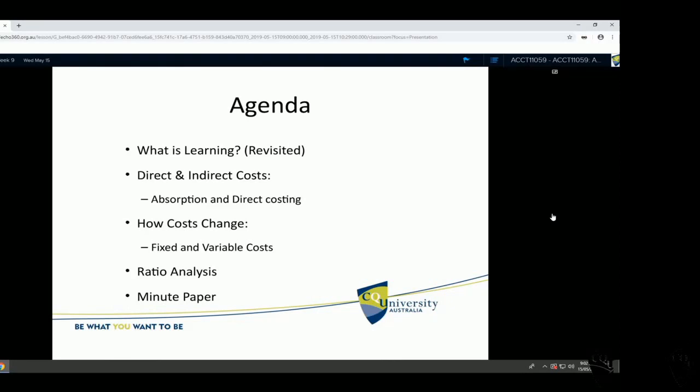Then we're going to have a look at how costs change in business. We're going to look at fixed and variable costs, how some costs stay the same regardless of the level of activity, at least over a range of activity. All costs vary eventually, and also variable costs which vary in a fixed relationship to activity levels such as sales or production. Then we're going to look at ratio analysis and do a minute paper.